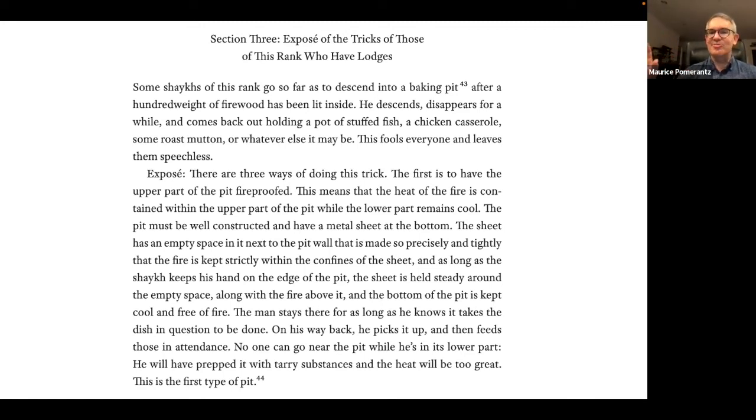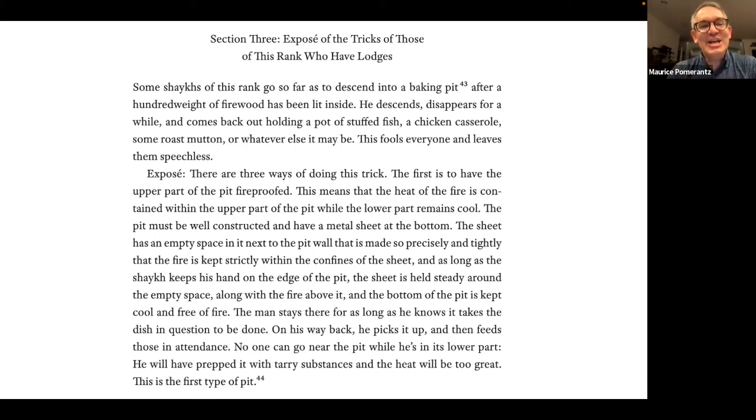Some sheikhs of this rank, and this is like what he means by rank, he kind of orders the Sufis, like the best ones are really the trickiest ones. They go so far as to descend into a baking pit. And these are massive, they're called tanur in Arabic. It's where we get tandoori chicken. Tanur are big holes in the ground that have flames shooting up out of them where you cook bread. To this day in Cairo, you can find them. We have them in Abu Dhabi.